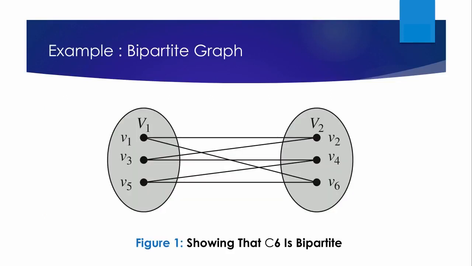So let us take an example. C6 is bipartite as shown in figure 1, because its vertex set can be partitioned into the two sets V1, which equals {V1, V3, V5}, and V2, which equals {V2, V4, V6}, and every edge of C6 connects a vertex in V1 and a vertex in V2.